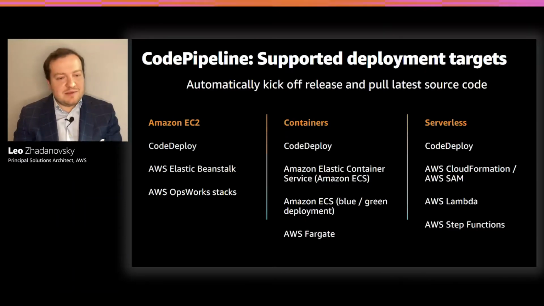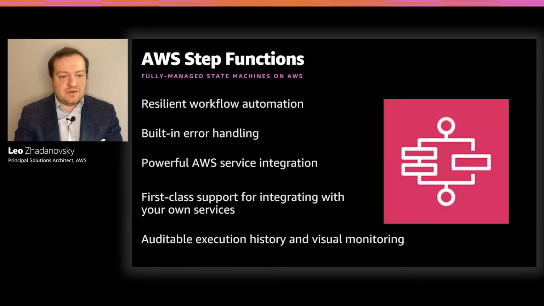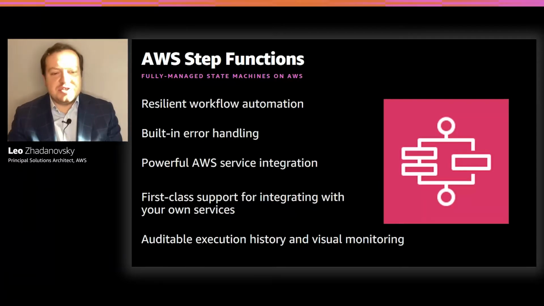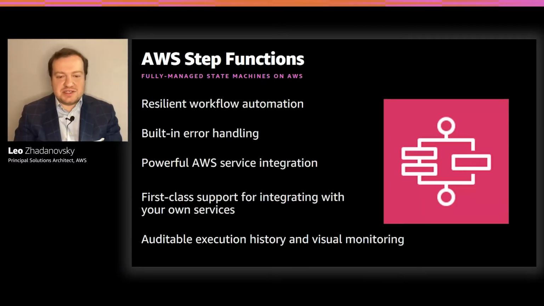So let's talk about Step Functions now. So we have a service called Step Functions, and you can think of this service as a fully managed state machine in the cloud. It lets you coordinate multiple AWS services into serverless workflows so you can build and update apps quickly. With Step Functions, you can design and run workflows that stitch together services such as AWS Lambda, Fargate, SageMaker into feature-rich applications.